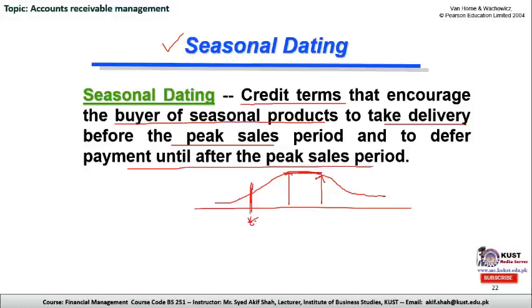On this point T1, the companies offer them to purchase the commodities, that is, to take delivery before peak sales, and after selling these products, at this point, which is T2, they require the purchaser or credit customer to pay their obligation. So when certain companies are offering their product on such terms and conditions, it is known as seasonal dating.